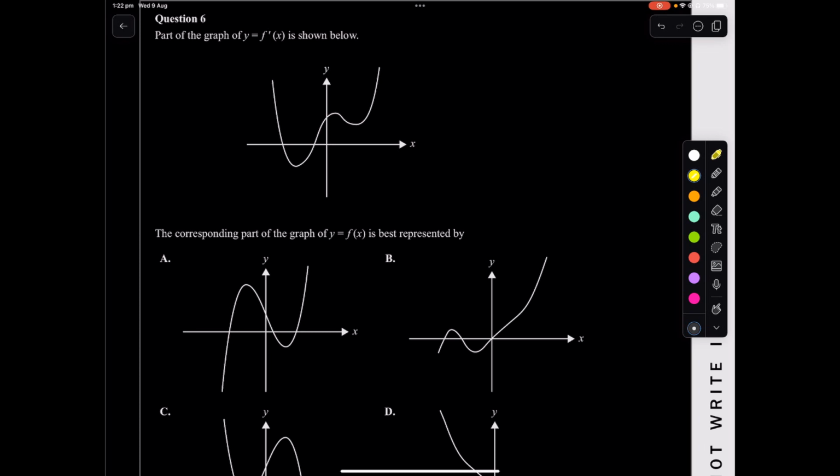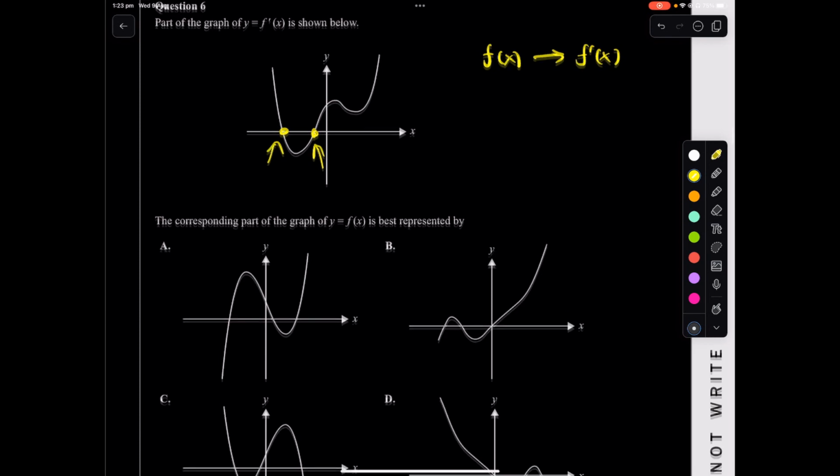Part of the graph of y equals f dash of x is shown. The corresponding part of the graph of f of x, so your original function. So what we know is that your original function f of x, its stationary points become the x-intercepts for your f dash of x. So let's look at the x-axis over here. We only have 2. It means at these 2 parts over here, they should be stationary points in the real graph. So let's look over here.